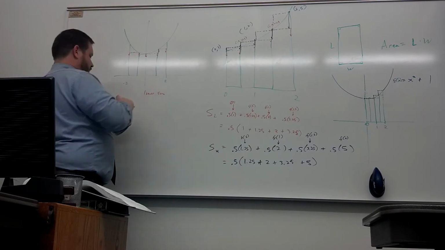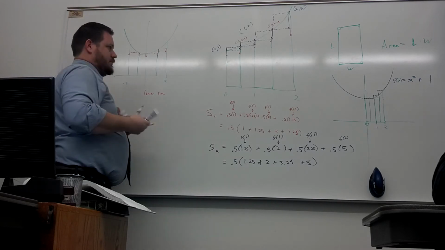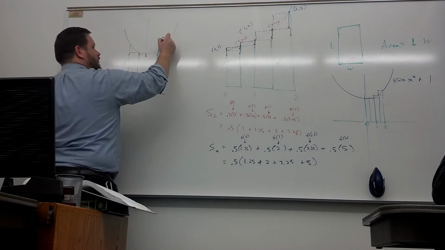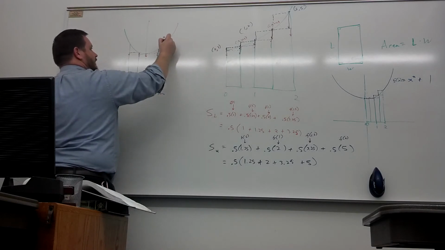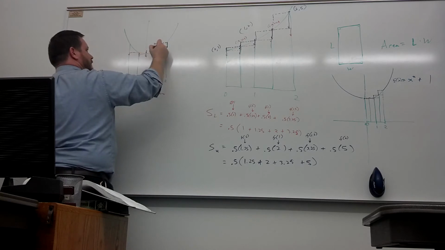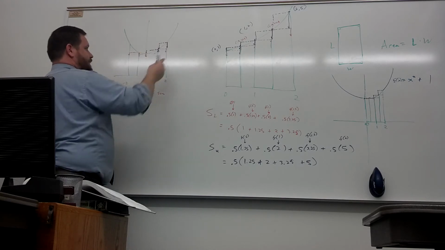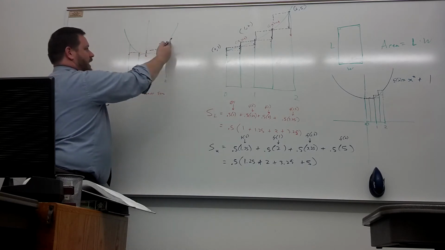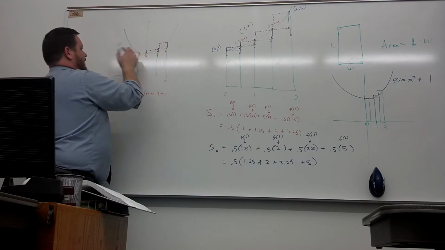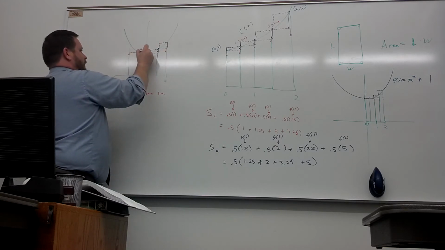And the same thing with the upper, in reverse. Just like over here, an upper sum would be here and here, by measuring the height of the rectangle at the right end where it's higher. But over here, it's the left end that's higher. So if we wanted an upper sum, we'd have to do it from the left end.